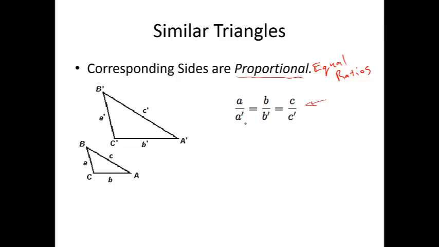A and A prime are the sides of the smaller and the bigger triangle, respectively. So if we take this and divide it by that, we get the same thing as if we take this and divide it by that. B divided by B prime is the same thing as A divided by A prime is the same thing as C divided by C prime.